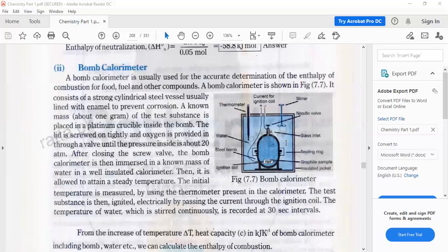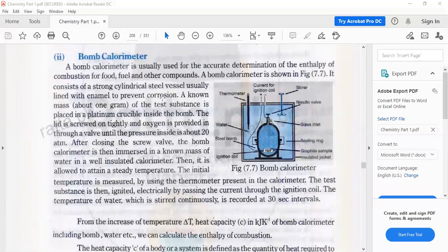Here, what is a bomb calorimeter? This is also an apparatus which is created to calculate the enthalpy of the reaction. Here you can see the bomb calorimeter. In a bomb calorimeter, we basically calculate the enthalpy of reactions of combustion. Combustion of food, fuel, or any other substance. So in a bomb calorimeter, we calculate the enthalpy change of the combustion reaction.